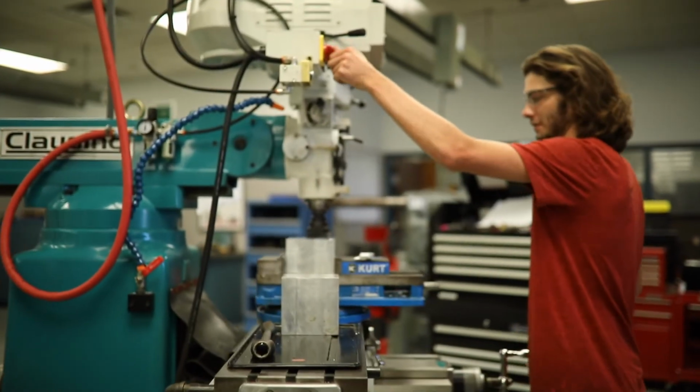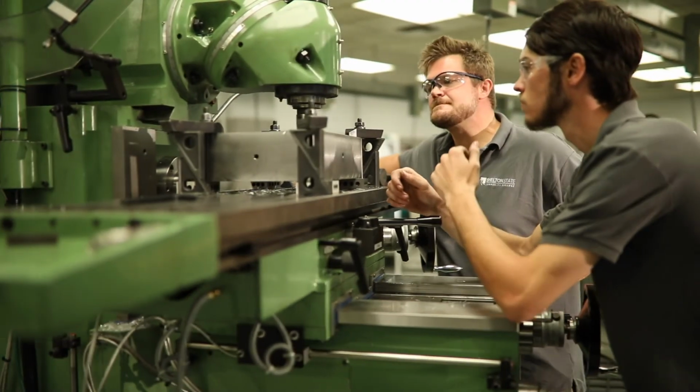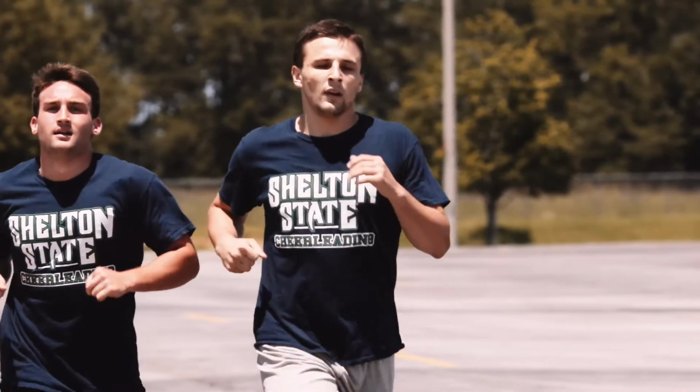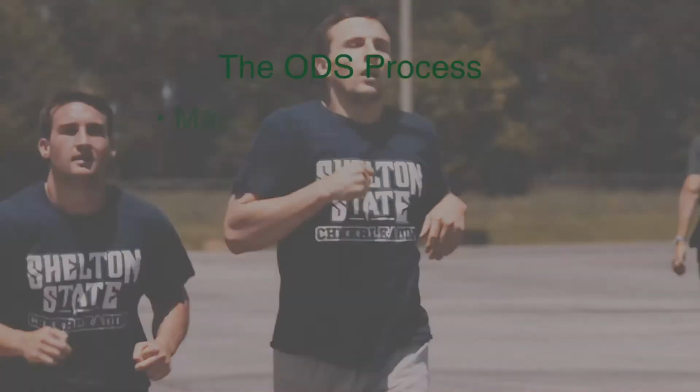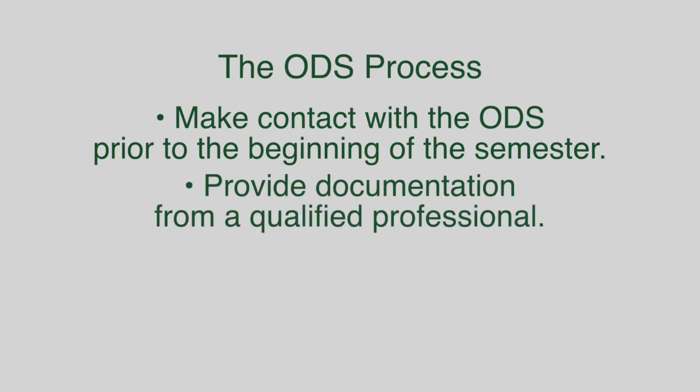Shelton State's ODS provides services on a case-by-case basis. Reasonable accommodations, academic adjustments, and auxiliary aids are unique to each student and course. In order to receive accommodations, it is important for students to follow this process. First, make contact with the ODS before the beginning of your semester. This is important to ensure your needs are met in a timely manner. You'll be asked to provide documentation from a qualified professional. This information must detail the nature of your disability, your functional limitations, and include the reasons for your requested accommodations.